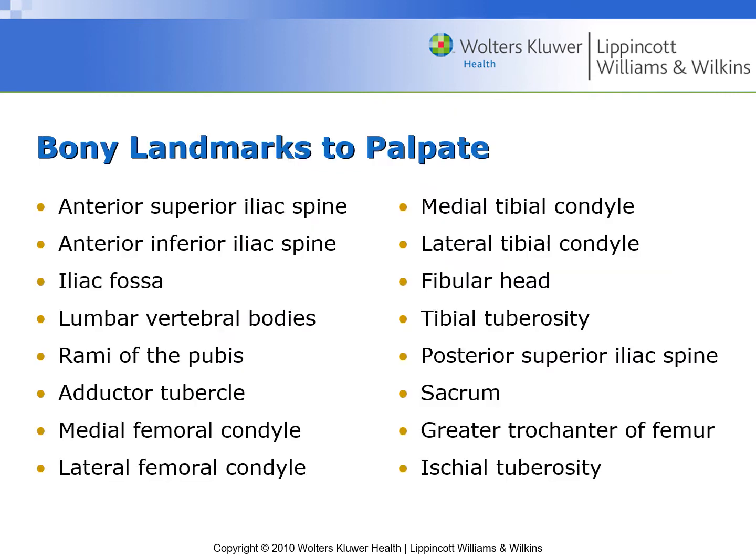And these are the bony landmarks that we can palpate for the pelvis, thigh, and knee. The anterior superior iliac spine, the anterior inferior iliac spine, the iliac fossa, the lumbar vertebral bodies, the rami of the pubis, the adductor tubercle, the medial femoral condyle, the lateral femoral condyle, the medial tibial condyle, the lateral tibial condyle, the fibular head, the tibial tuberosity, the posterior superior iliac spine, the sacrum, the greater trochanter of the femur, and the ischial tuberosity.